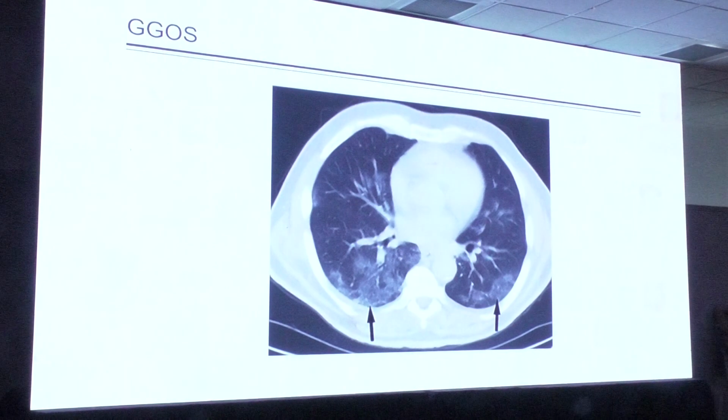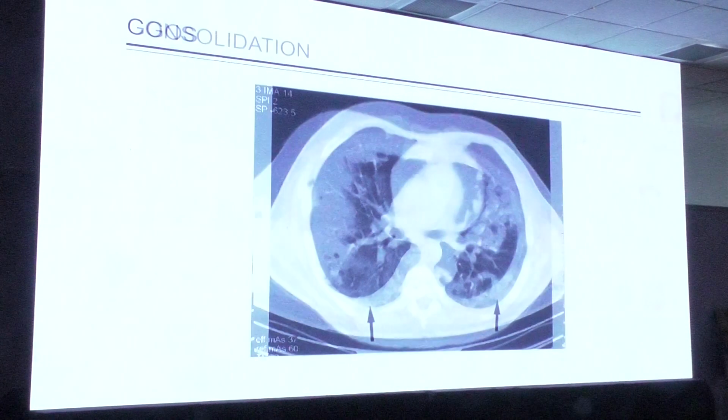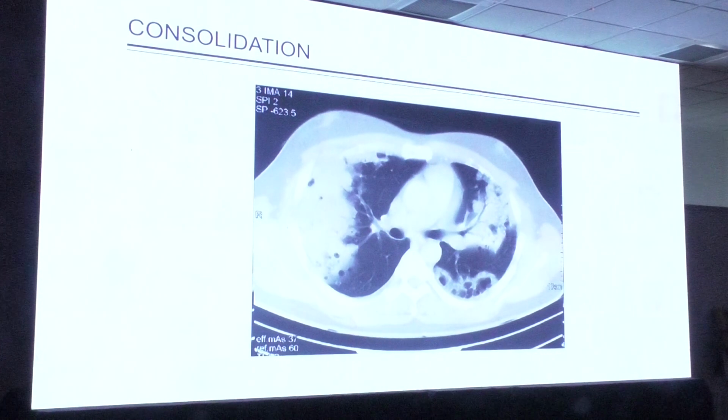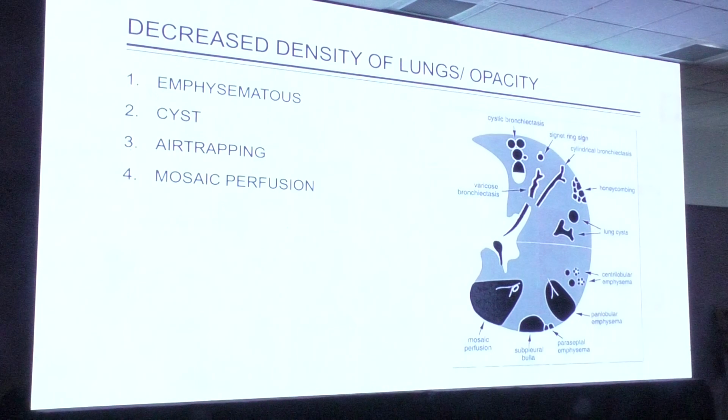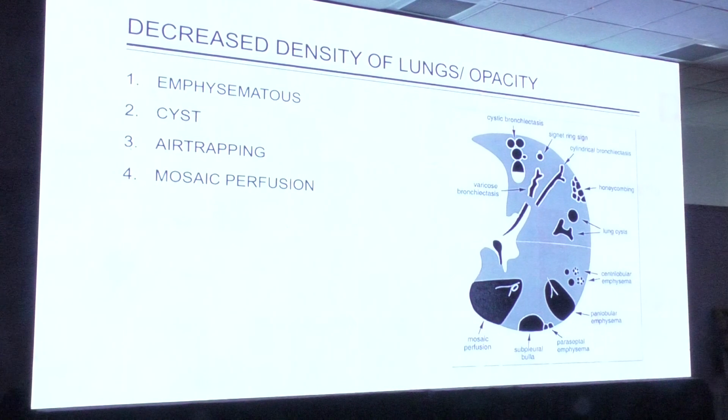So this is a classical example of a GGO where you can see the vessels through the ground glass opacity. This is a consolidation where you could see air bronchograms, but you cannot see the vessels through the opacity. So coming to the decreased density of lungs and opacity, we have 4 things here. One is emphysematous changes, then we have cysts, then we have air trapping, then we have mosaic patterns, then the others: blebs, pneumatoceles and bullae.